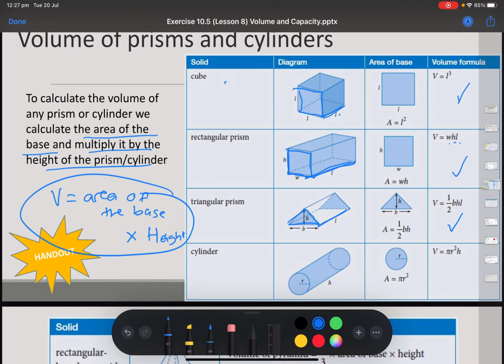And similarly with a cylinder, our cross section is a circle. The area of a circle we know is pi r squared, and we're going to multiply that by the height. So pi r squared times h over here. So using these formulas, we're basically just going to be substituting the numbers in.